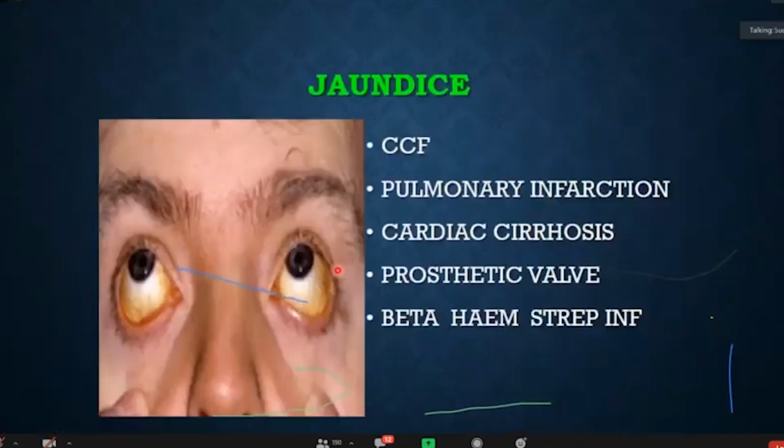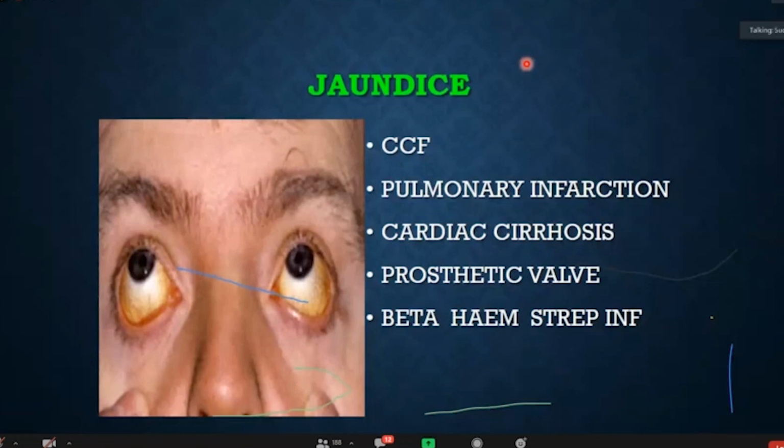Now, apart from this, I want to bring up some other important things like jaundice. The most common question asked in the MD examination: what are the cardiac causes of jaundice? Five causes: congestive cardiac failure, cardiac cirrhosis, pulmonary infarction, patients with prosthetic valve because of hemolysis and all, and beta hemolytic streptococcal infection. These are the five important causes of jaundice in a patient with cardiovascular disease. You all should know. Take my word, these are the five causes of jaundice in a patient with cardiovascular disease.